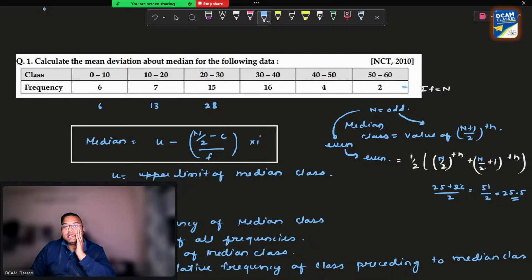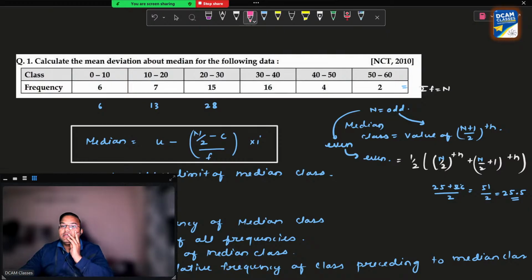Now see, in this case, the total sum you are going to get is 50. 6 plus 7 plus 15 plus 16 plus 4 plus 2, this will be 50 you will be getting. So it is even. Using this formula, you will get 25.5: 50 by 2 plus 50 by 2 plus 1, so 25 plus 26 by 2, 51 by 2 is 25.5.